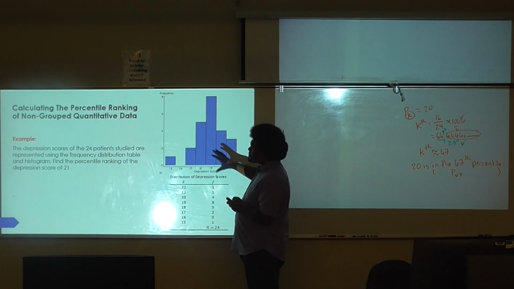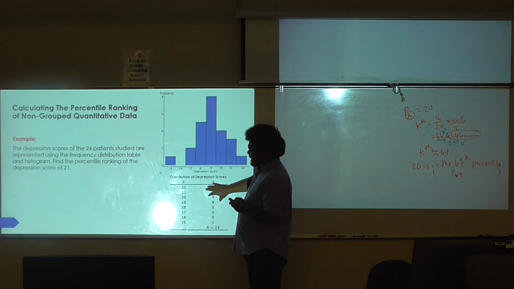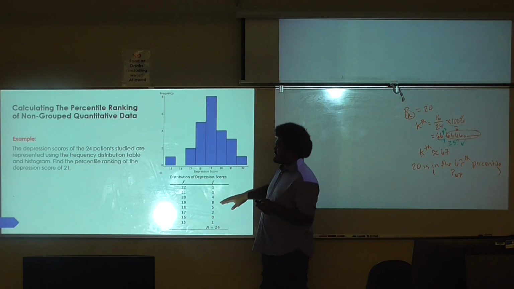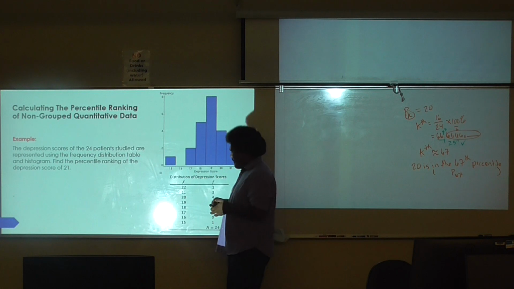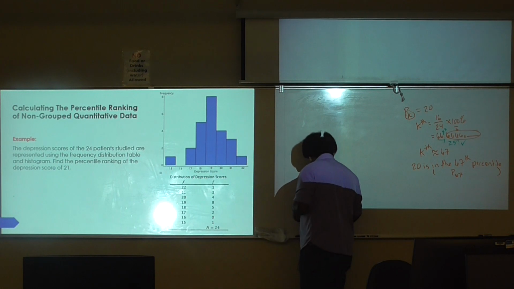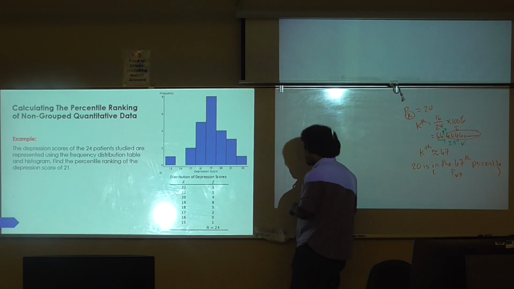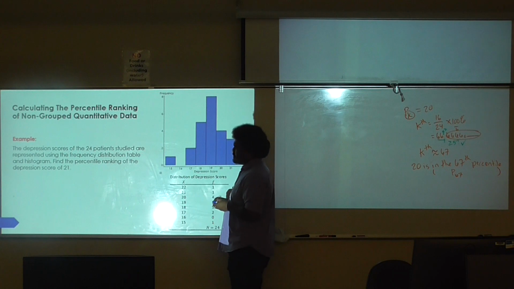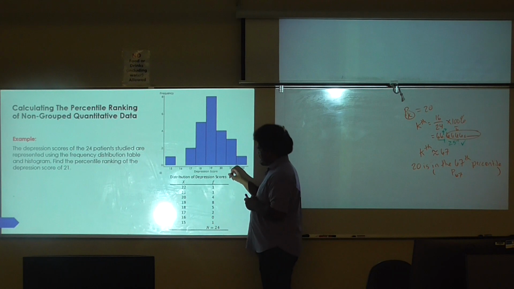So come over here. Once again, these are ungrouped data, so we know these are giving back or representing the actual data itself, so we don't have anything to worry about. So what I'm gonna do here is go and find 21. Well, we know 21 is right here.